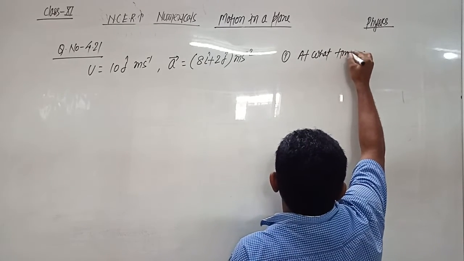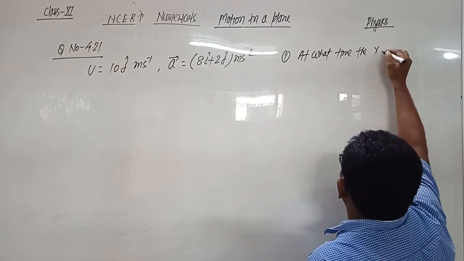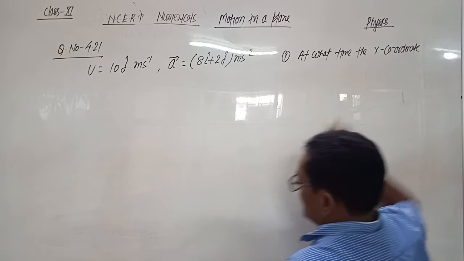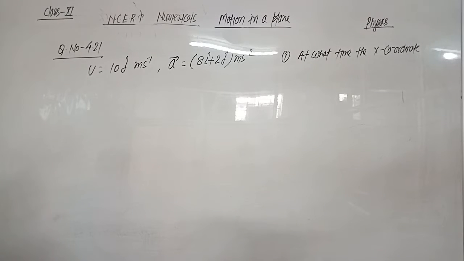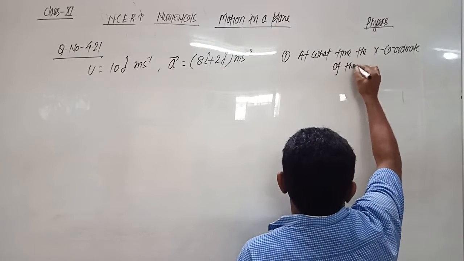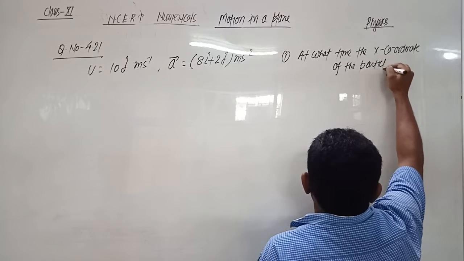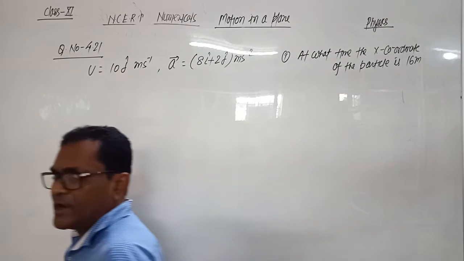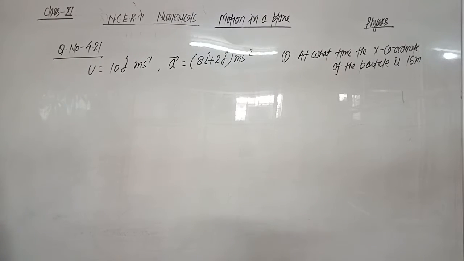At what time is the x coordinate of the particle 16 meters? That means when the x coordinate is 16 meters, at that instant, what was the time? We have to calculate the time. So, the formula for the position of the particle.